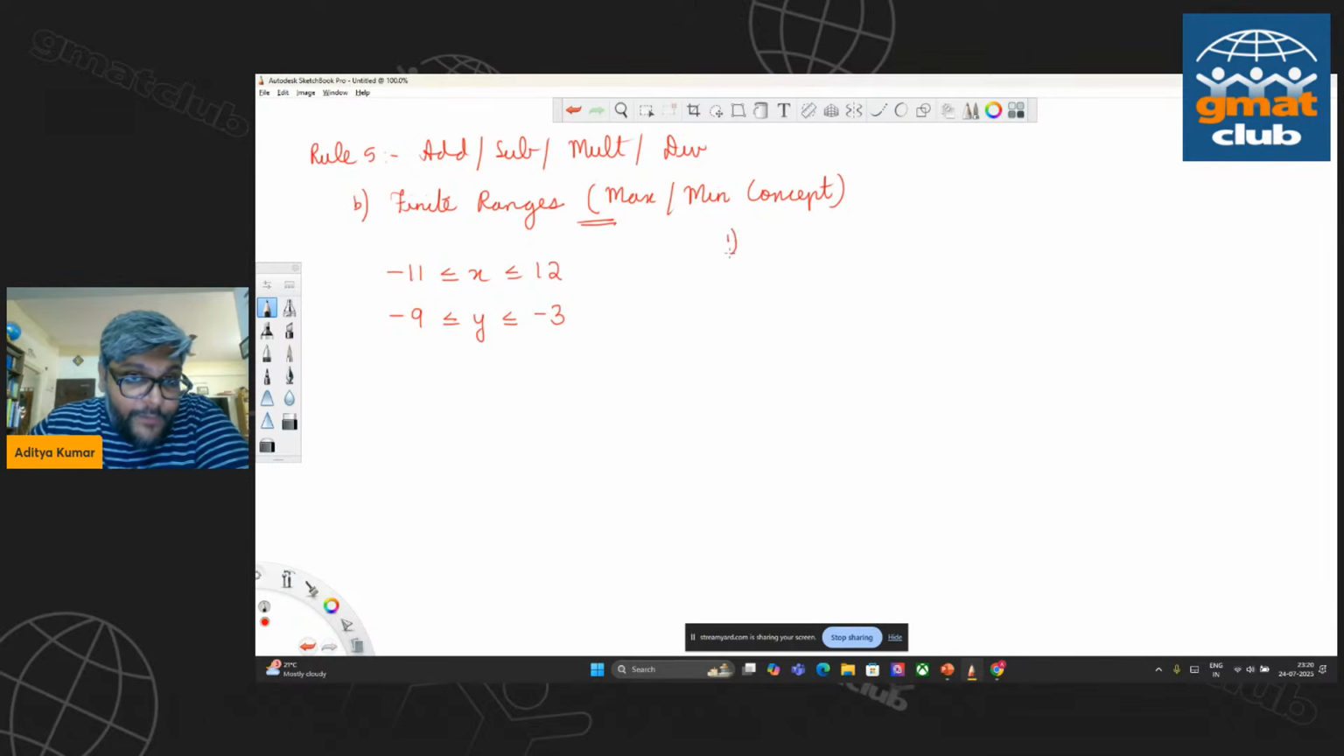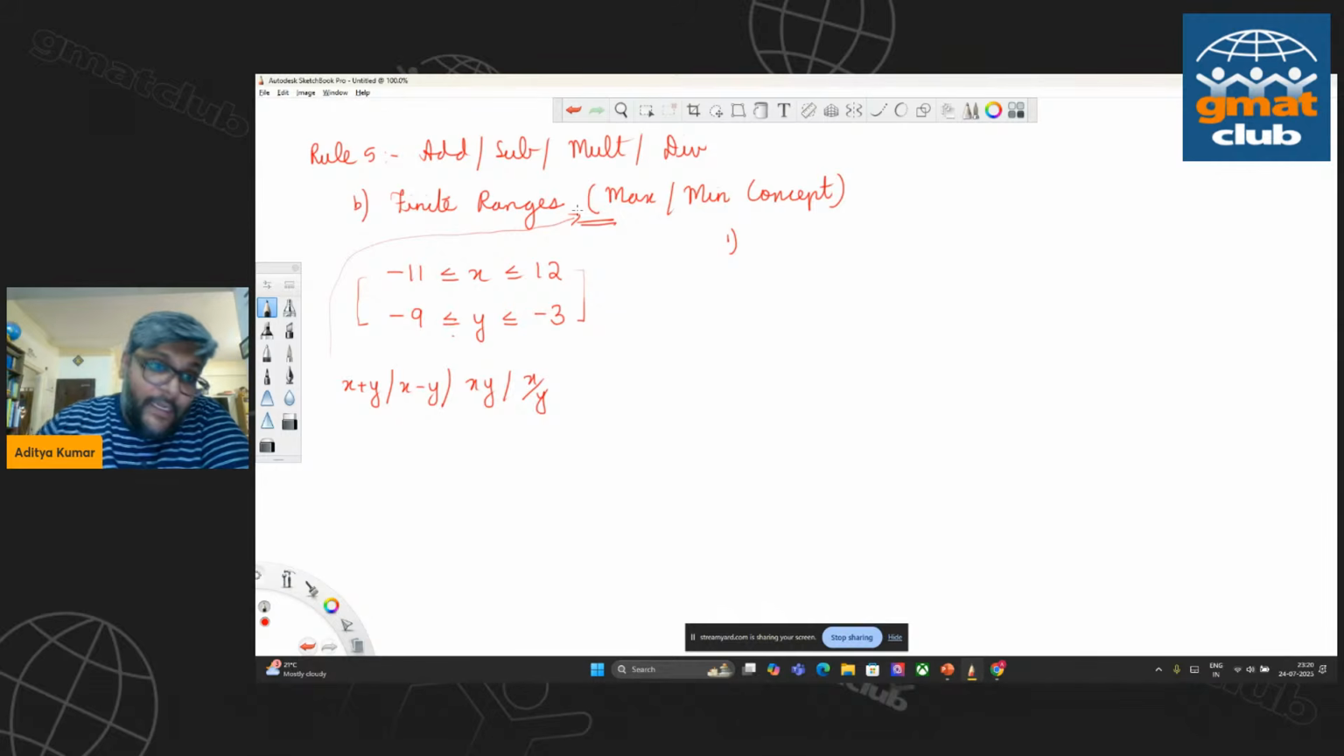How do you use it? So whenever you see two finite ranges given to you, or two or more finite ranges given to you, and the question asks you for an addition or a subtraction or a multiplication or a division of the values on the finite ranges, immediately the trigger should be I have to do it via the Maxmin concept. I cannot do it directly. I can do the addition, subtraction, multiplication, division, but it has to be done via the Maxmin concept.